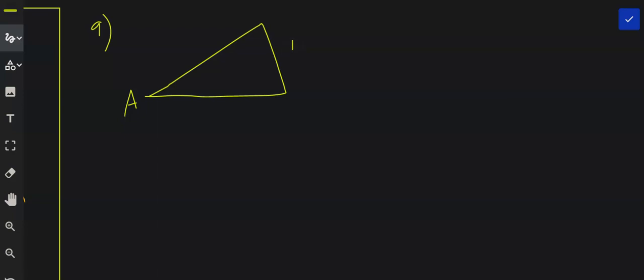A equals 1. B equals 5. C equals 4. Okay, geometry. What did they teach you about the two shortest sides of a triangle? The two shortest sides have to add up to what? Longer than the third side. Not longer than or equal to, longer. Did that happen here?